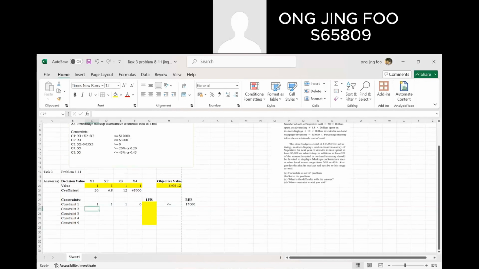So constraint two is just like constraint one. Okay, 0, 0, 0. It's greater equal 3,000. Constraint 3 is the same thing: X2 and X3 are negative 0.05. X4 we didn't use, so we put 0. And it's greater equal, so we just copy paste and it's 0. So for our constraint 4, we also didn't use it, so we put 1.